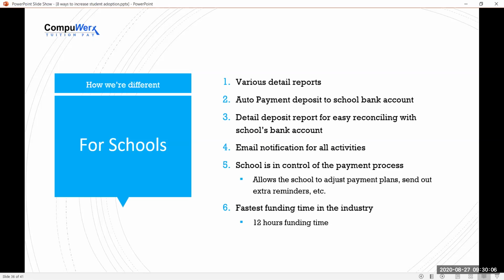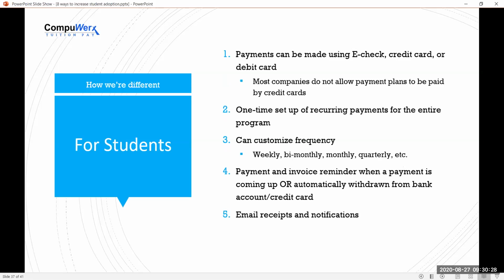Fast funding time in the industry. There is 12-hour funding: if your student makes a payment today, the money will be deposited into the school bank account the next day. So the money is available for the school to use.